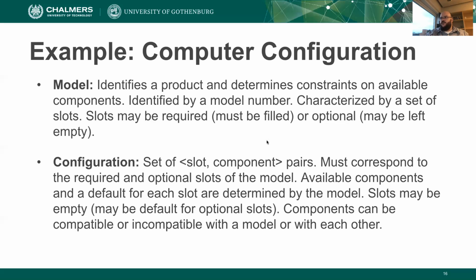Components that you choose for this set of slots also can be compatible or incompatible with a model or with each other. So you might choose a set of options where they conflict, even if technically you filled the right required slots for the model. All right, so this gives us a lot of information we can work with, and we can think about how the model influences the components. How many slots do we have? Are those required or optional? And are the selected components compatible with those slots?